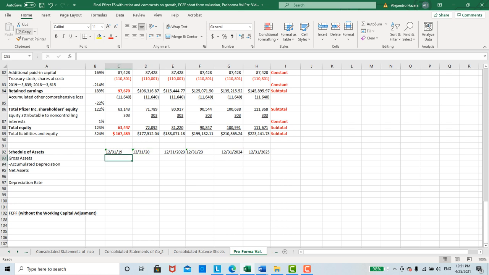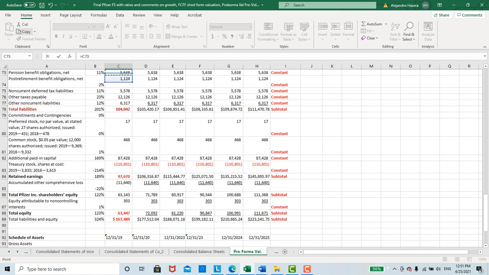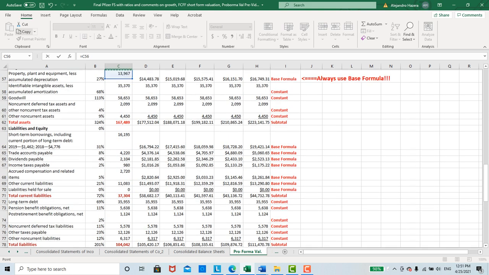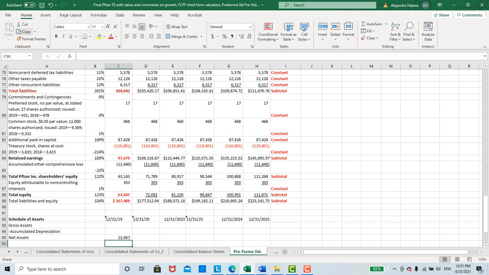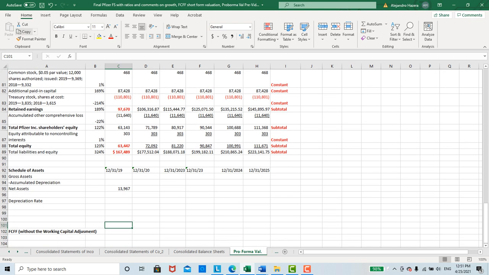Okay, and so we're going to start with the net assets for our base year. So we'll start with our net assets here. Okay, and the place to get your net assets is, let's see, go to the balance sheet. And this is going to be sort of a check figure. Your net assets for 2019 should be 13,967. Now, that's equal to gross assets less accumulated depreciation.